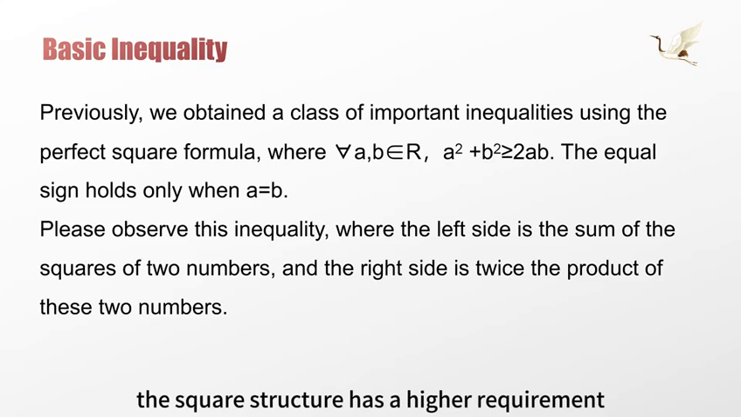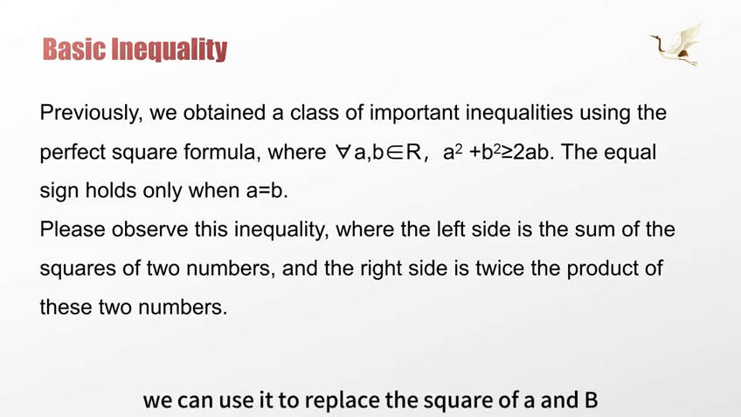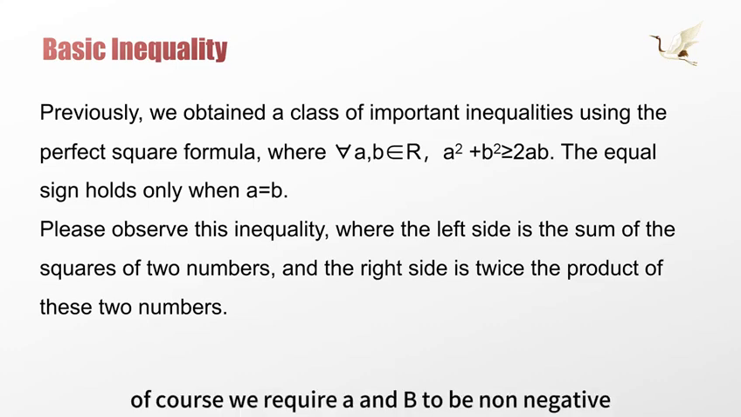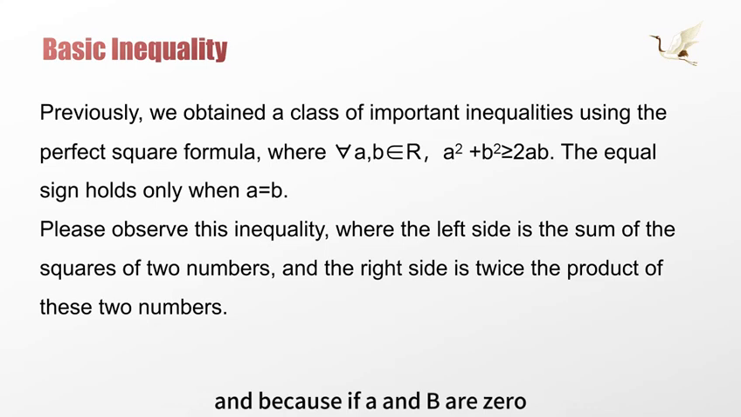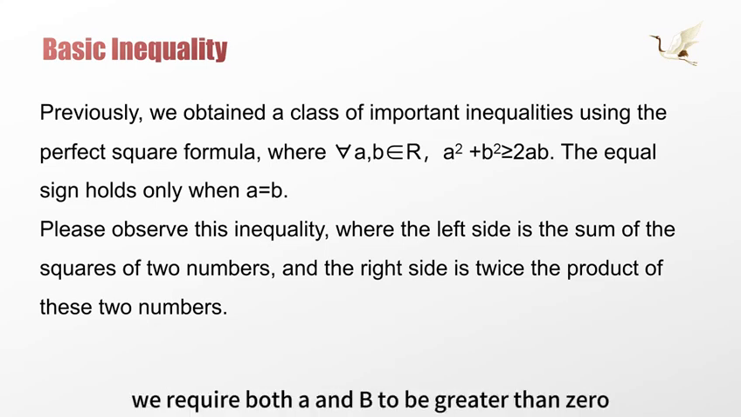We know that the square structure has a higher requirement, so can we think about using a number instead of this square structure? For example, we can use a to replace the square of a and b to replace the square of b. Of course, we require a and b to be non-negative, and because if a and b are 0, this inequality is not very meaningful to study, we require both a and b to be greater than 0.